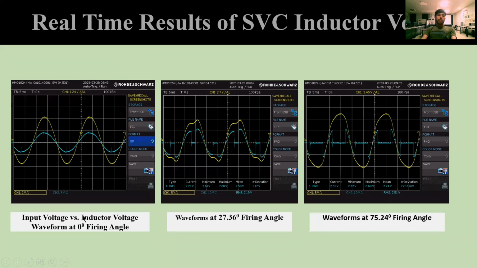This is the output voltage versus inductor voltage, input voltage versus inductor voltage. This is the waveform at 0 angle, and after varying the alpha angle, at 27.36 degree firing angle, the output voltage looks like this. When we further increase our alpha angle, the firing angle, the output voltage looks like this.